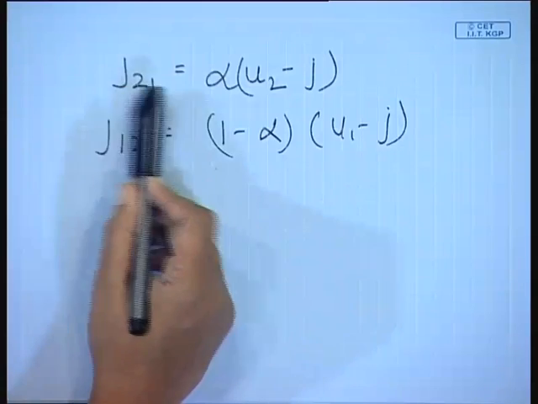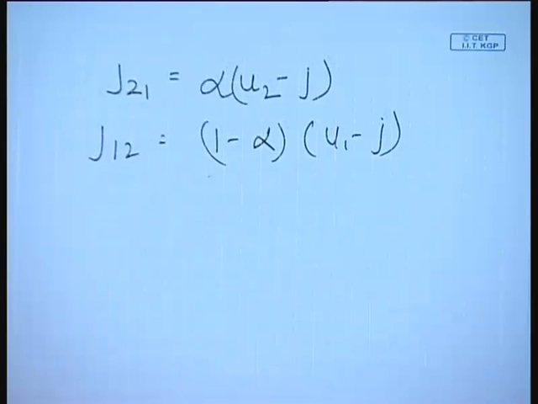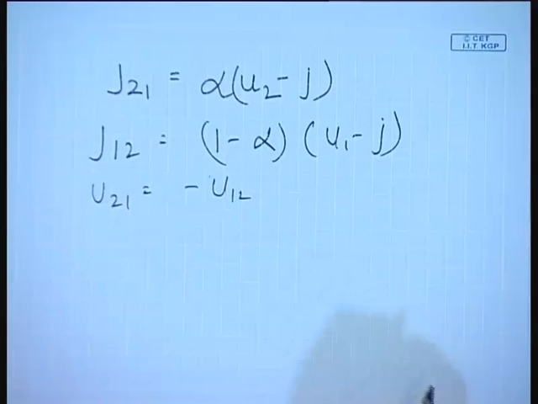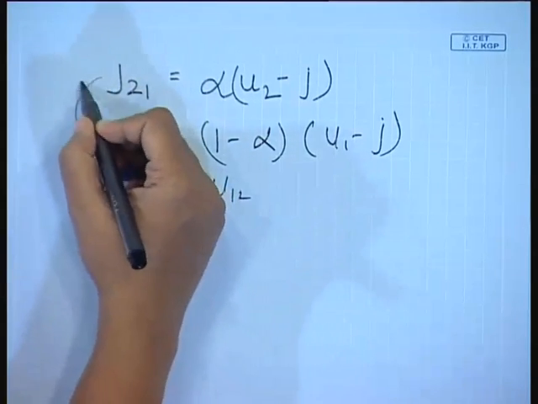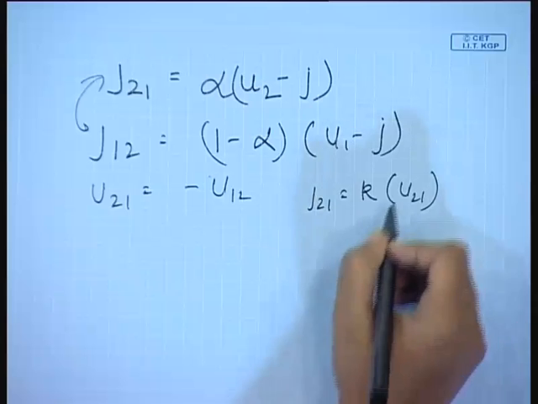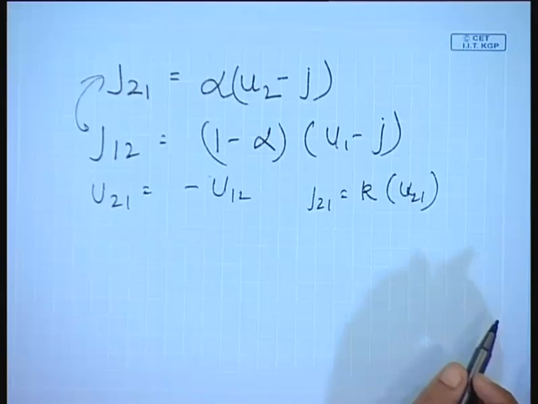So, therefore, we would like to derive expressions relating the drift flux and the relative velocity, and also we would like to see what is the relationship between J21 and J12. Why? Because for relative velocity, we know u21 equals minus u12. Similarly, what is the relationship between these two? Because J21 arises as a result of the relative velocity, how is J21 related to u21? This is the thing which we would like to find out.